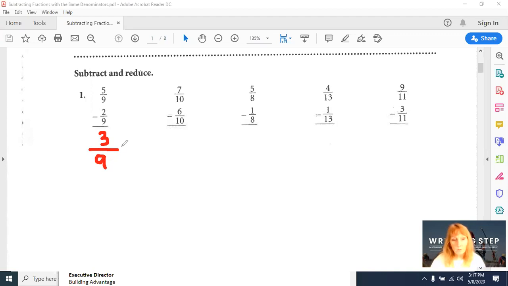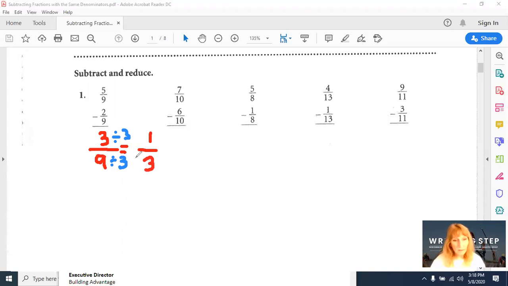However, you now know that most of the time you're going to have to reduce your fractions. So I know that I can divide the top and the bottom by 3, right? 3 will go into 3, and 3 will also go into 9. So 3 divided by 3 is 1, and 9 divided by 3 is 3. So the answer to number 1 there is 1/3.